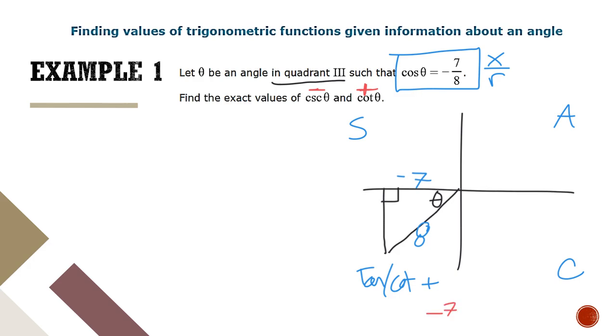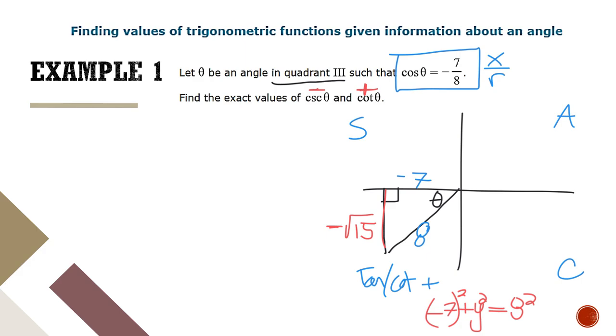So we can do negative 7 squared plus y squared is equal to 8 squared. And we can solve that to get that our y value is in fact the square root of 15. And it will be negative because it'll be going downwards in a negative direction. So the distances are positive, but we'll consider this as negative and negative just so that we know when we divide those two, cotangent and tangent are positive, and cosine, sine, and their reciprocals are going to be negative.